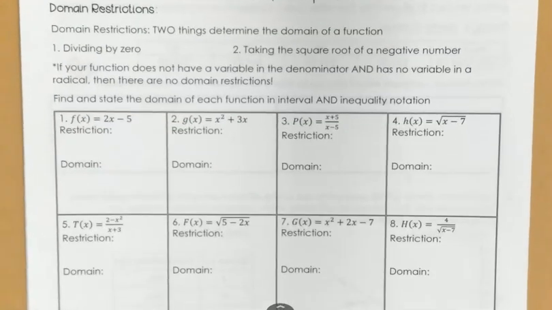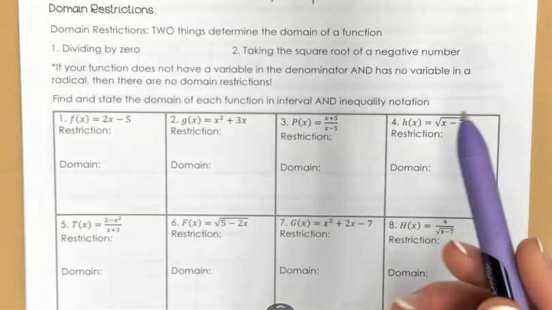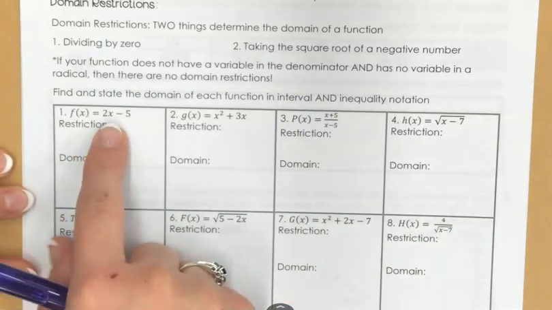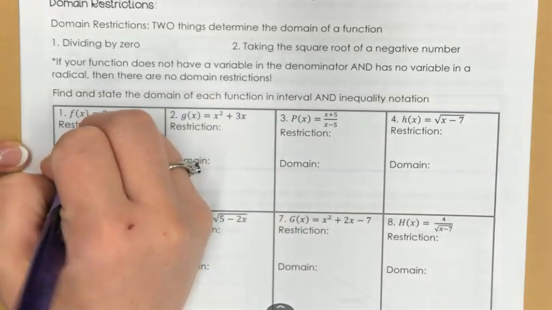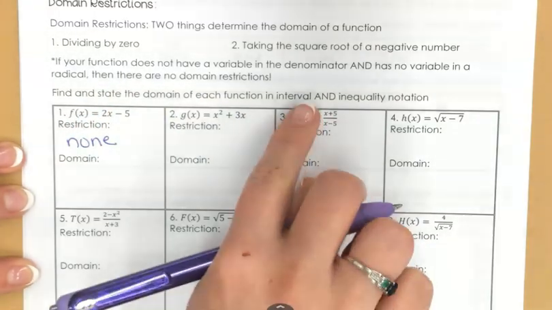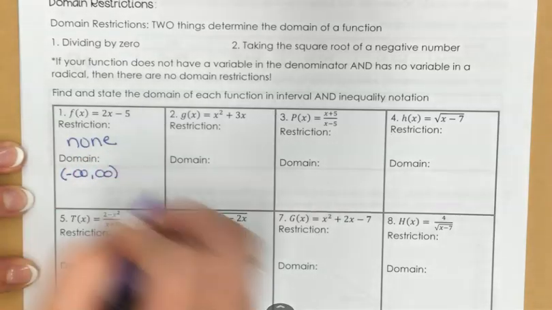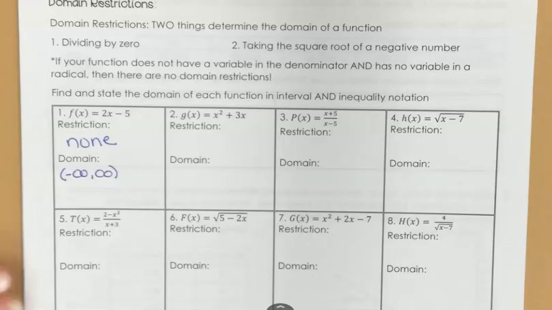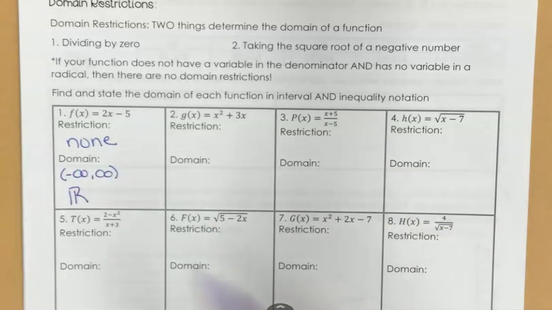So we are going to use that information to state the domain for each of these functions in interval and inequality notation. So on this first one, I don't have x in a denominator and I don't have a square root, so I have no domain restrictions. So in interval notation, my domain would be negative infinity to positive infinity. Remember, infinity always gets parentheses. And in inequality notation, we could just say all real numbers. Remember, we have this symbol that means that in shorthand.